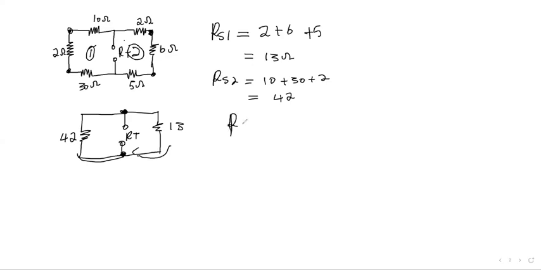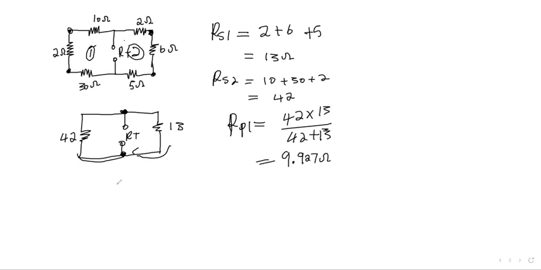Therefore, my RP1, since it's the first time calculating R parallel, is 42 times 13 divided by 42 plus 13, which equals 9.9, sorry, 9.927. Therefore, if I redraw the circuit, you choose whether you want to put your resistor on the left side or on the right side.